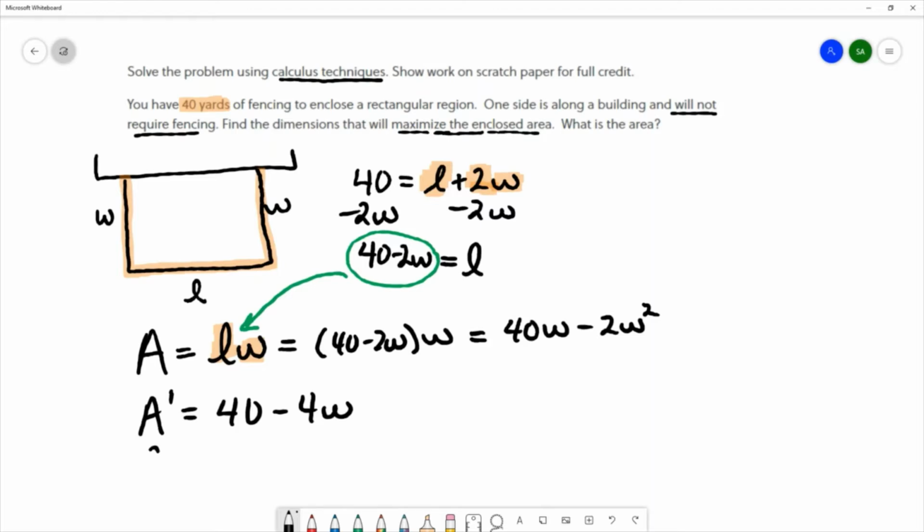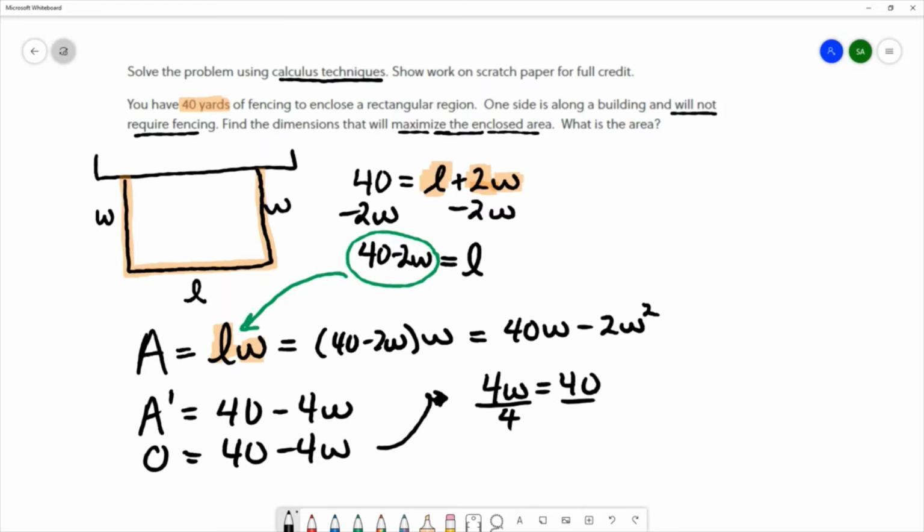I'm going to set that derivative equal to 0 to get the critical numbers. And I can solve this equation by adding 4w to both sides. I would have 4w equals 40. Divide both sides by 4 to get w equals 10. And this is my critical number.